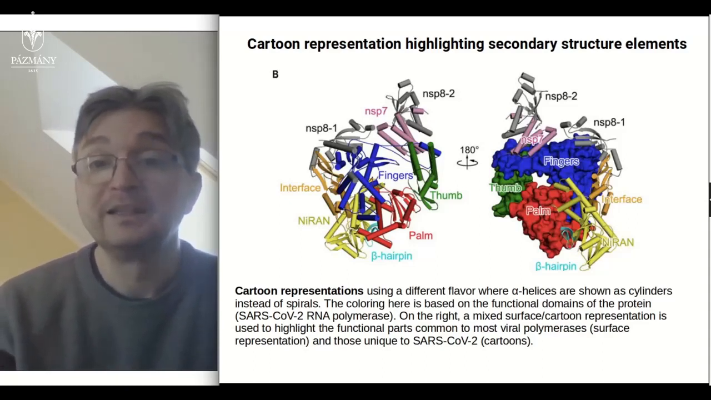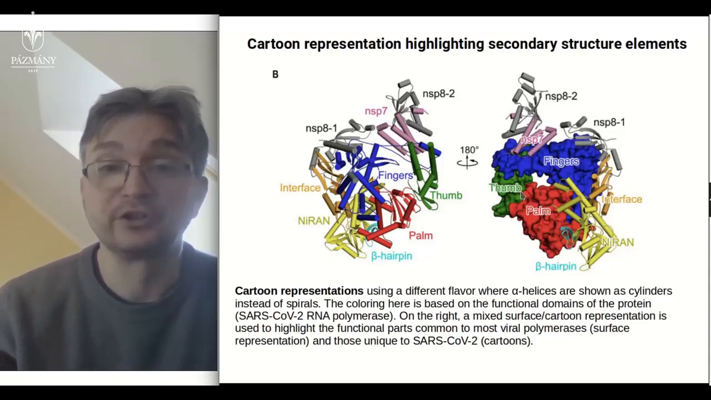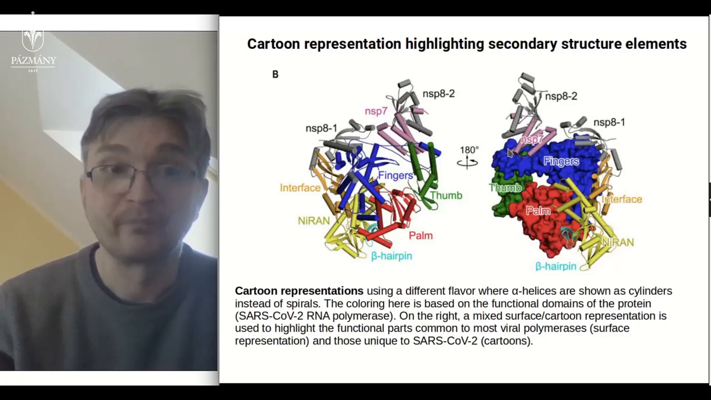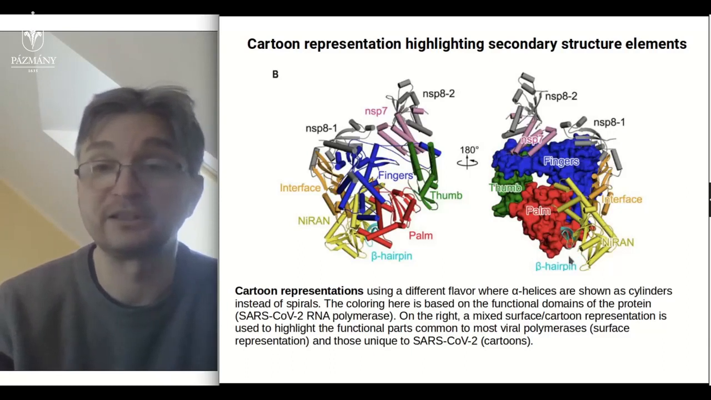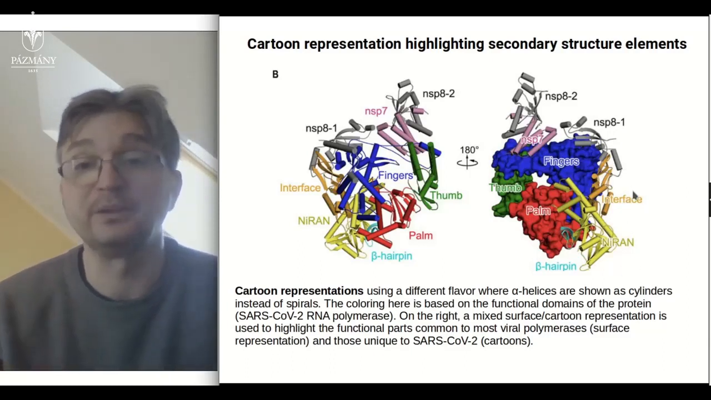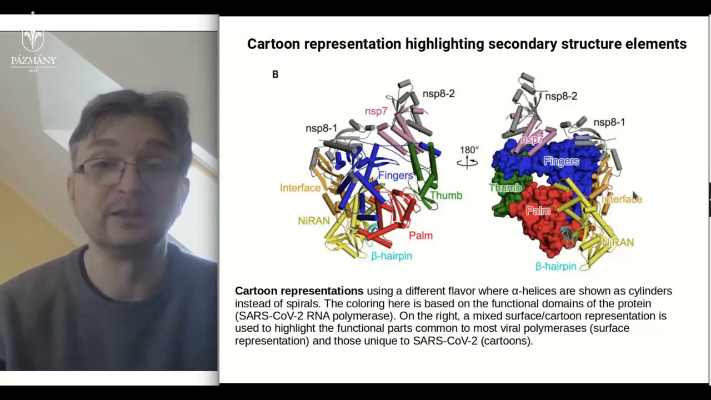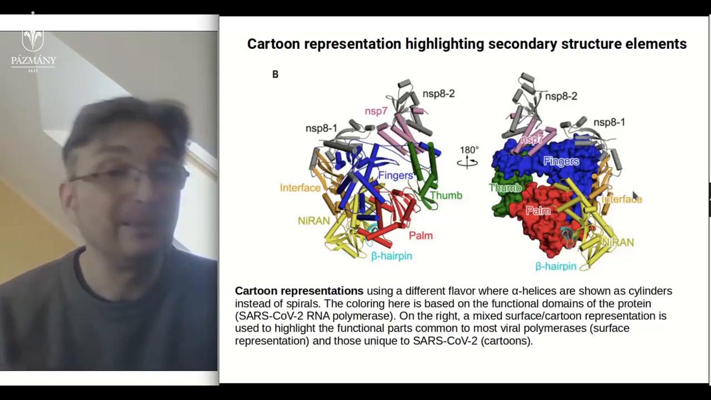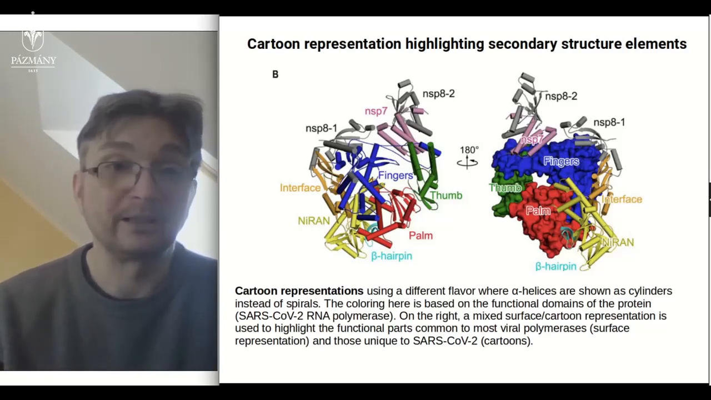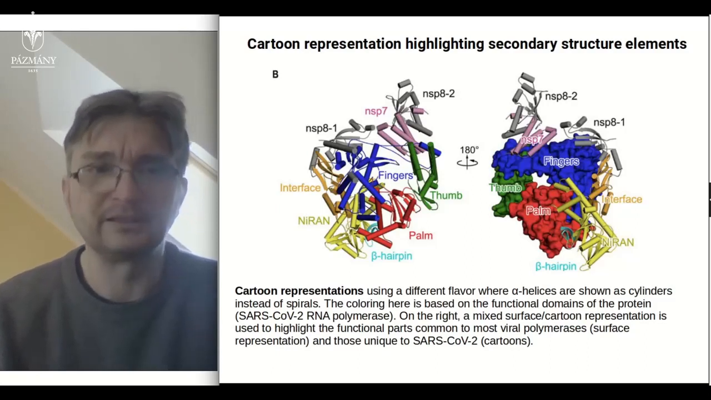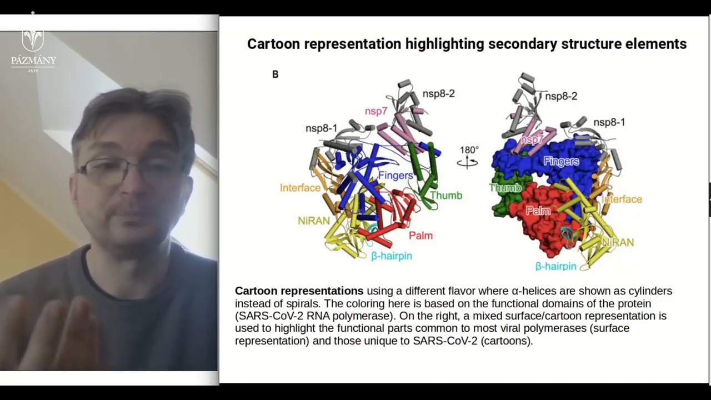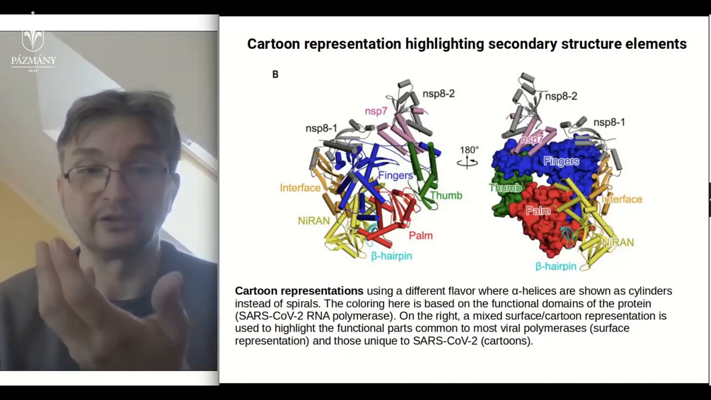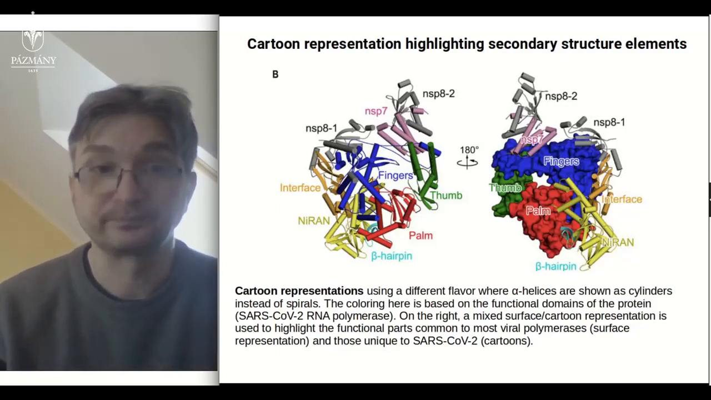virus family. Here in the other picture, you can see that this is again a mixed representation where we have a surface representation of some of the domains and cartoon representation of other domains. This can also be useful if you would like to emphasize the spatial relationships and organization of the structures. The names of these domains come from the fact that polymerases are usually depicted as similar to a hand or a palm of a human.